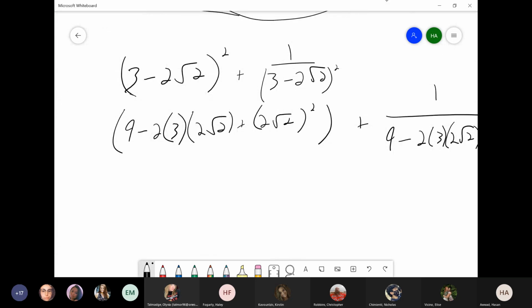So we have over here this 9. 2 times 3 gives you 6. And 6 times 2 gives you 12. So we have 9 minus 12 square root of 2.